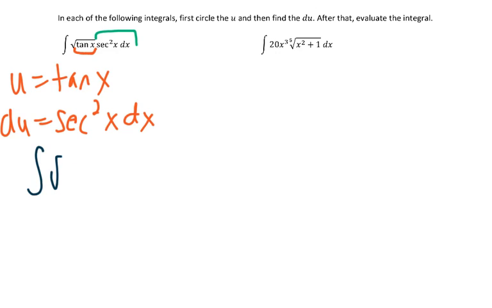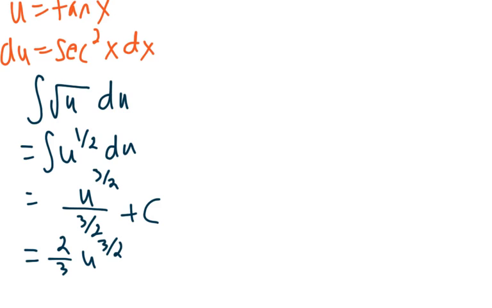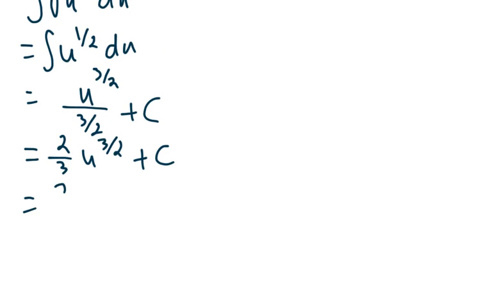So when you rewrite the integral, you get the square root of u times du. It's easier if you rewrite it as a power, so u to the 1/2 du. To integrate that, add 1 to the power, divide by the new power, plus c. So 2/3 u to the 3/2 plus c. Again, when you start with x's, you want to end with x's, so replace that u with tangent of x. And you have 2/3 tangent of x to the 3/2 plus c.